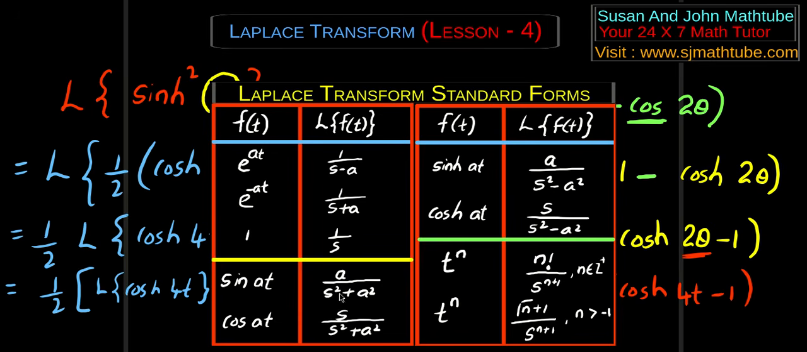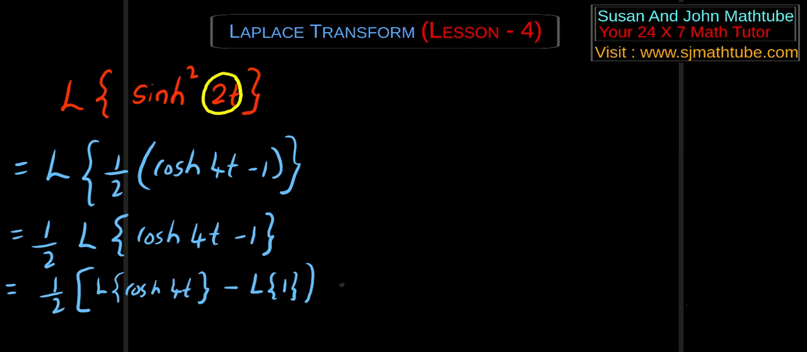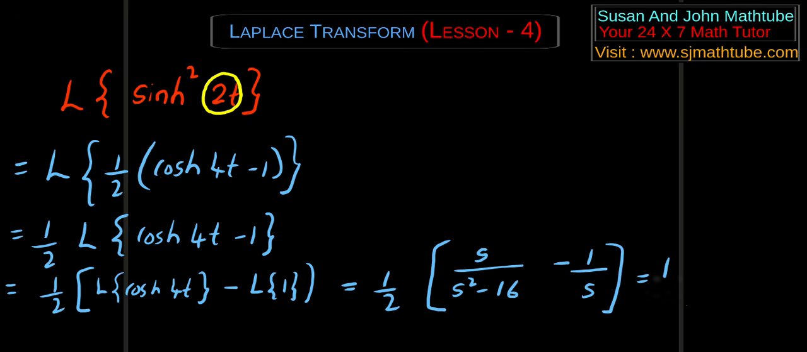Okay, formula time. So I wanted to check the formula for cosh and 1. So that means the answer will be 1 by 2 into cosh, C means it will start with S. So S by S square minus 16 minus 1 by S. Now you can take LCM and simplify, and that's your job.